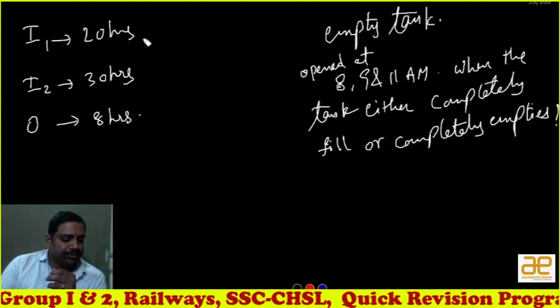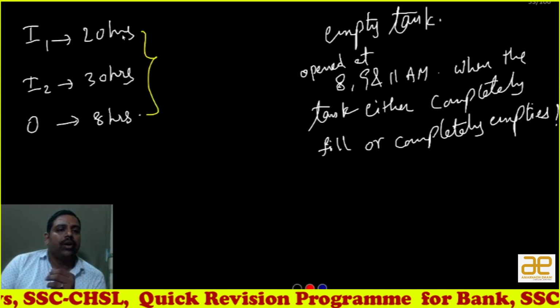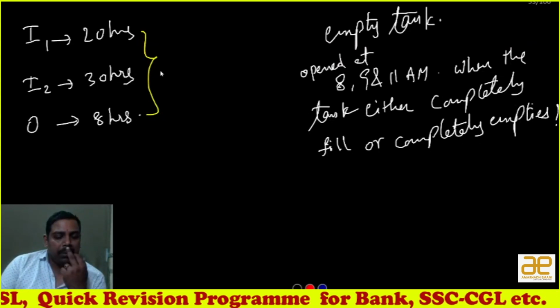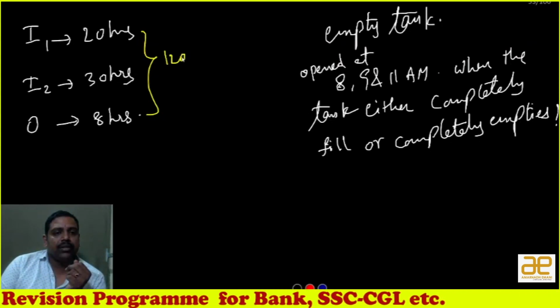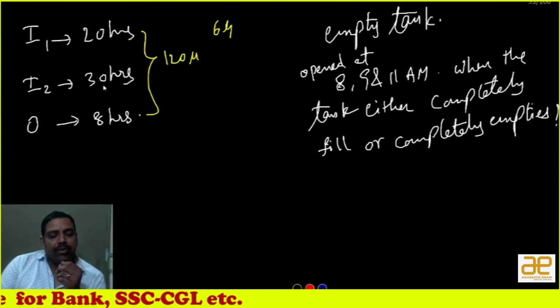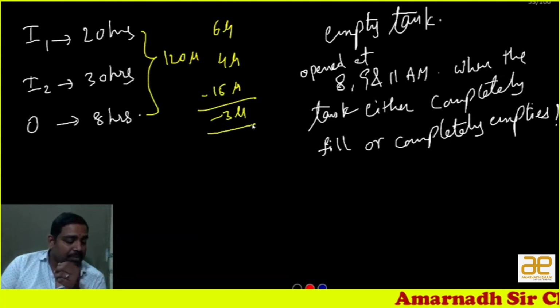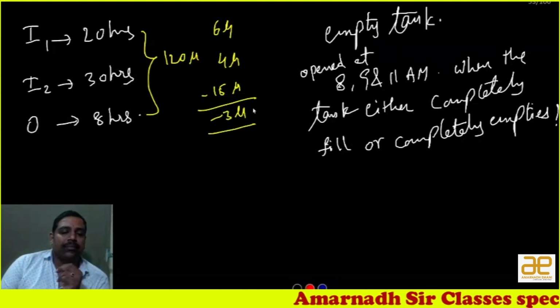I'll do one thing. I will explain. 20, 30, 8. So the LCM is 120 units. Inlet 1 is 6 units. 120 by 30 means 4 units. 120 by 8 means 15 units. But it is negative. All are working means 3 units negative. So the tank is getting empty. This is the first point you should notice.